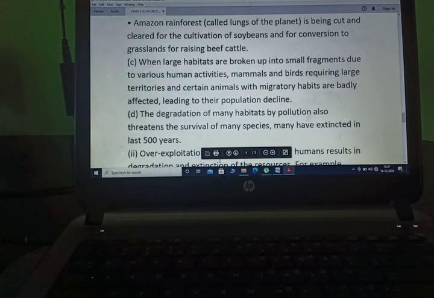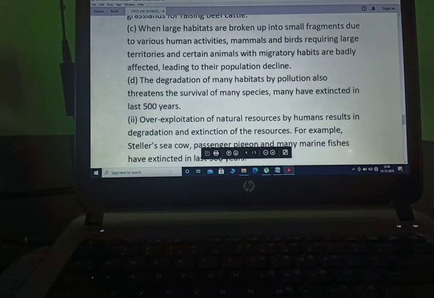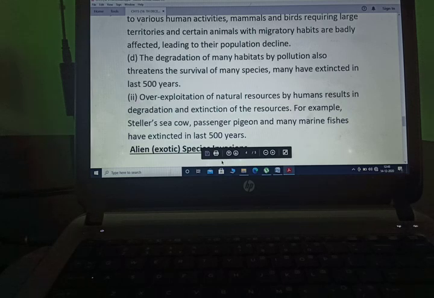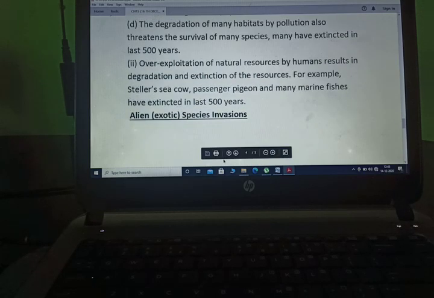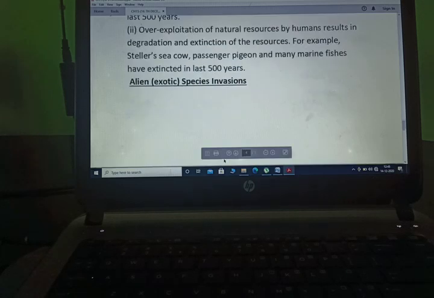When large habitats are broken up into small fragments due to various human activities, mammals and birds requiring large territories and certain animals with migratory habits are badly affected, leading to their population decline. The degradation of many habitats by pollution also threatens the survival of many species. Overexploitation of natural resources by humans results in degradation and extinction of resources. For example, Steller's sea cow, passenger pigeon and many marine fishes have gone extinct in the last 500 years.